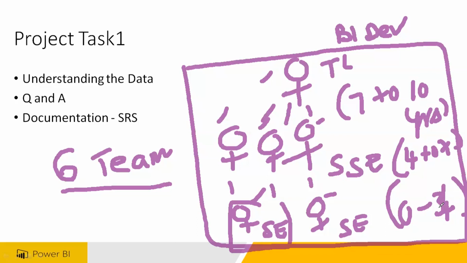Compulsorily, they'll ask you what is the team size and what is your role. Is your role an SSE role, or your role is a software engineering role? What is the role that you're going to be playing? You can tell them that my role is called software engineer role. I'm a Power BI developer, but I'm a software engineer in that role, and I'm having 3.5 years of experience. That is what you need to say.